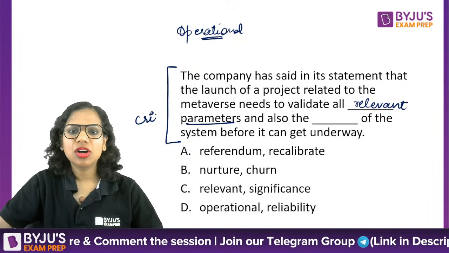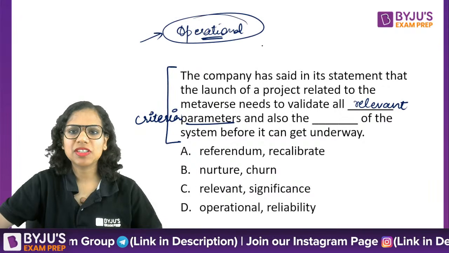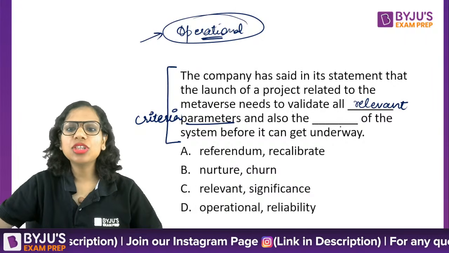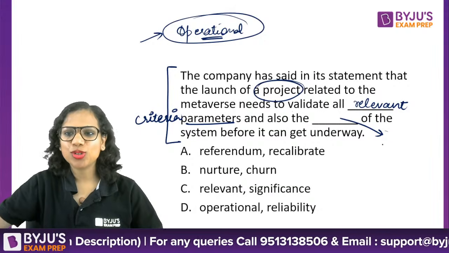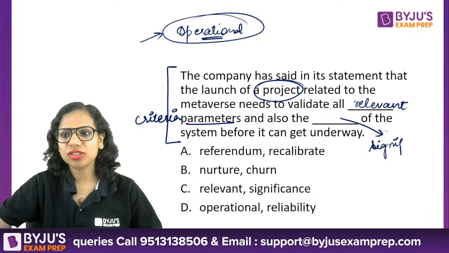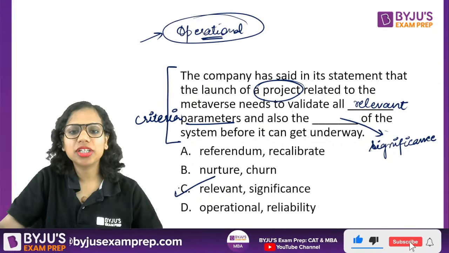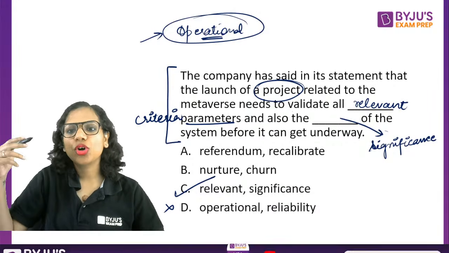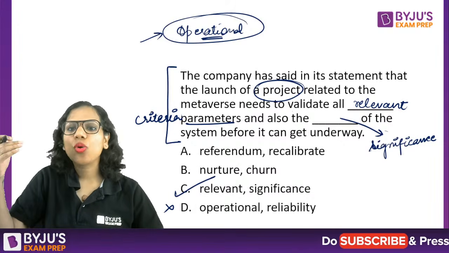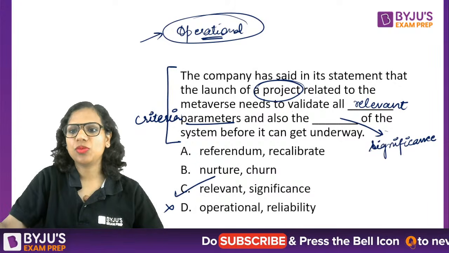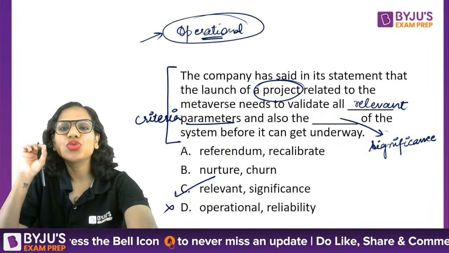relevant criteria. Operational criteria would be used more for, let's say, a machine in a factory. So basically working or not working. And also the dash of the system, and also whether such a project is required or not. Also the significance, how important the significance of the system is before it can get underway. So C is our answer and not D. The launch of a project related to metaverse needs to first validate all the relevant parameters and also the significance of the system, whether it is important or not. So because of the first blank, we choose C over D.